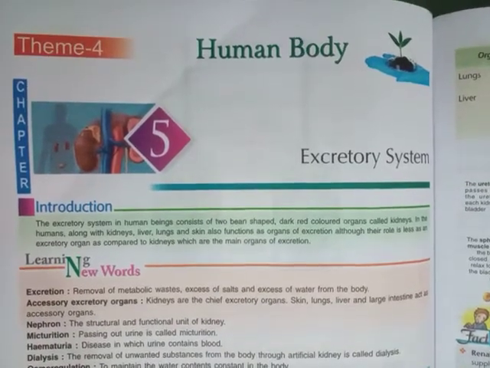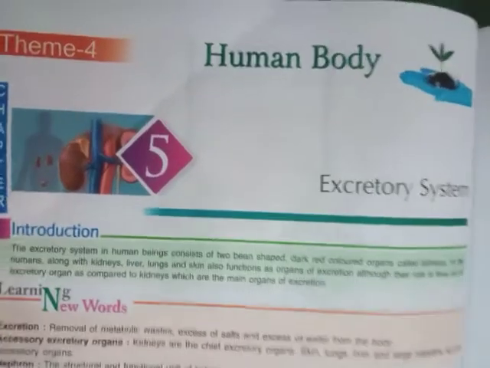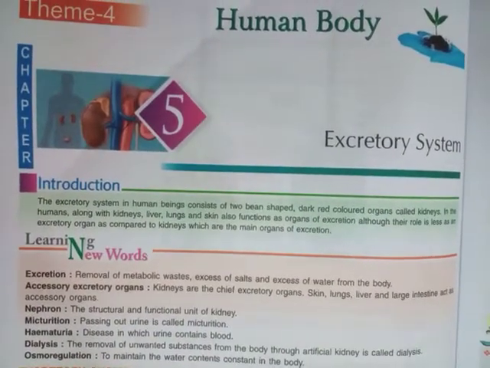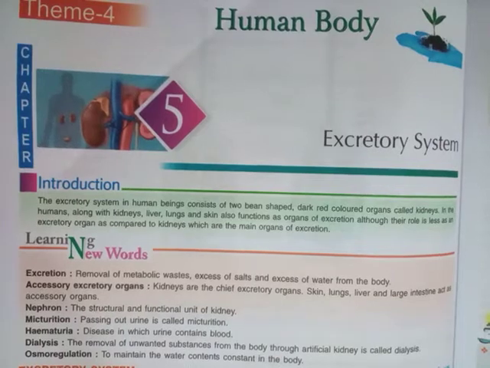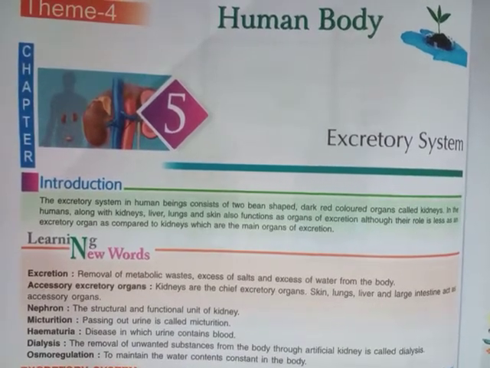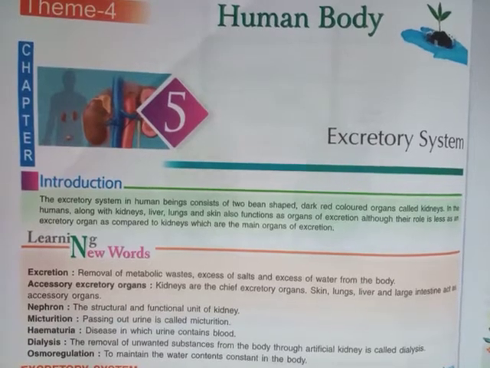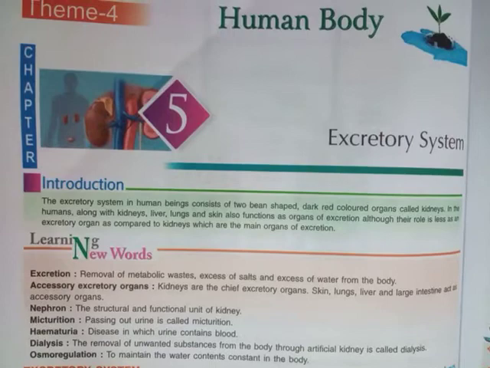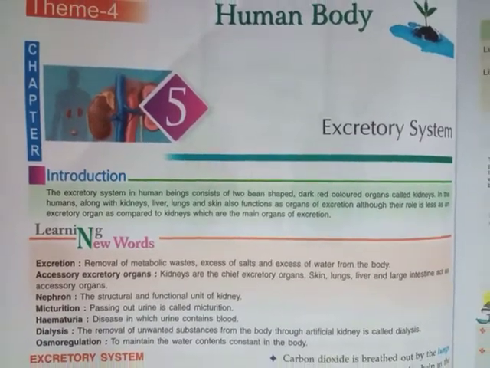So now you know what is excretion. Excretion is the process of removal of nitrogenous waste from our body, and the organs which are involved in the process of excretion are called organs of excretion or excretory organs, and they make a system which is called excretory system. Now come to the introduction of your book.